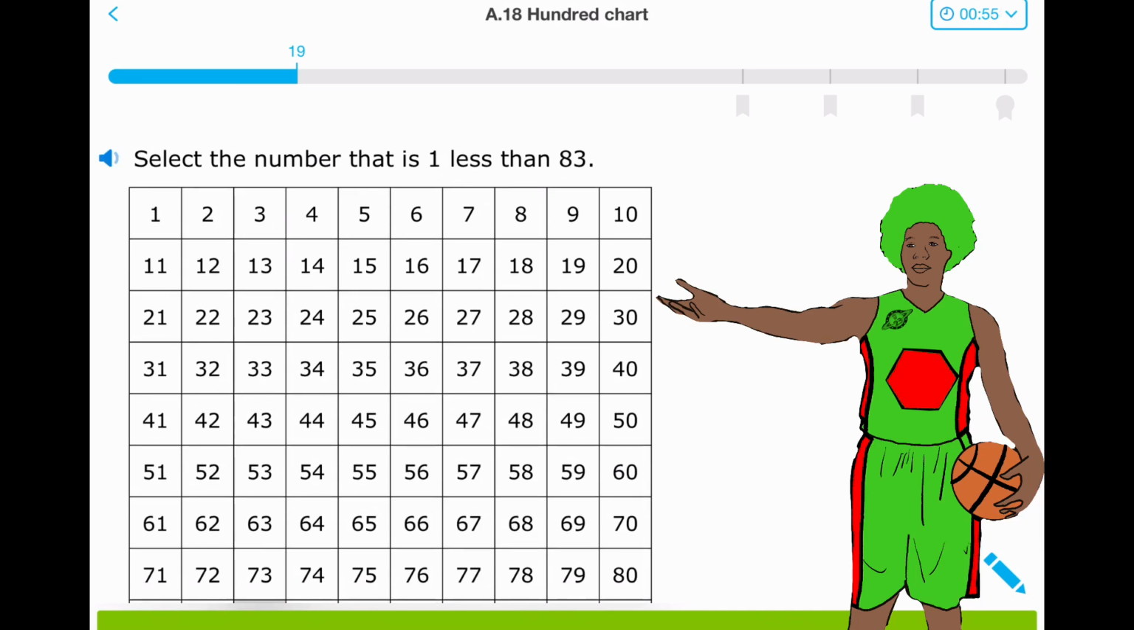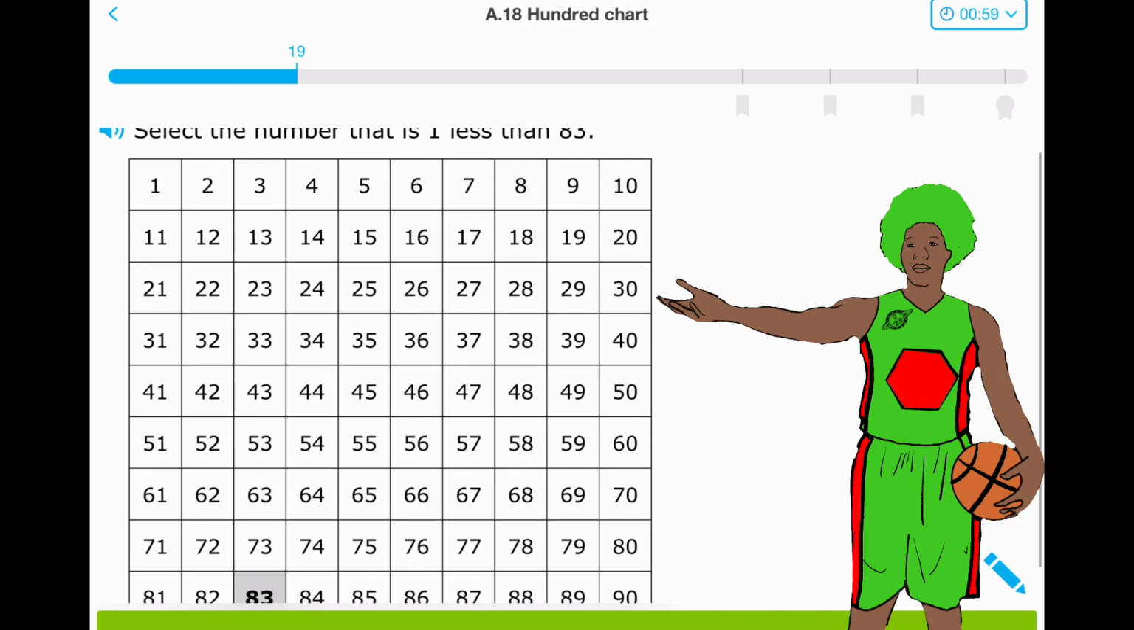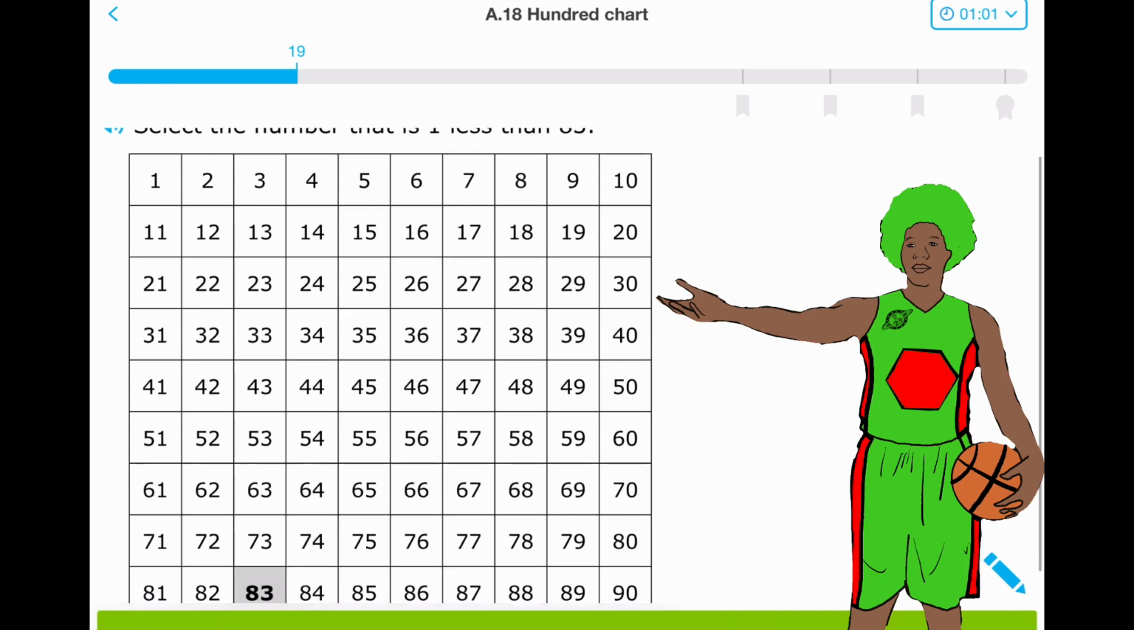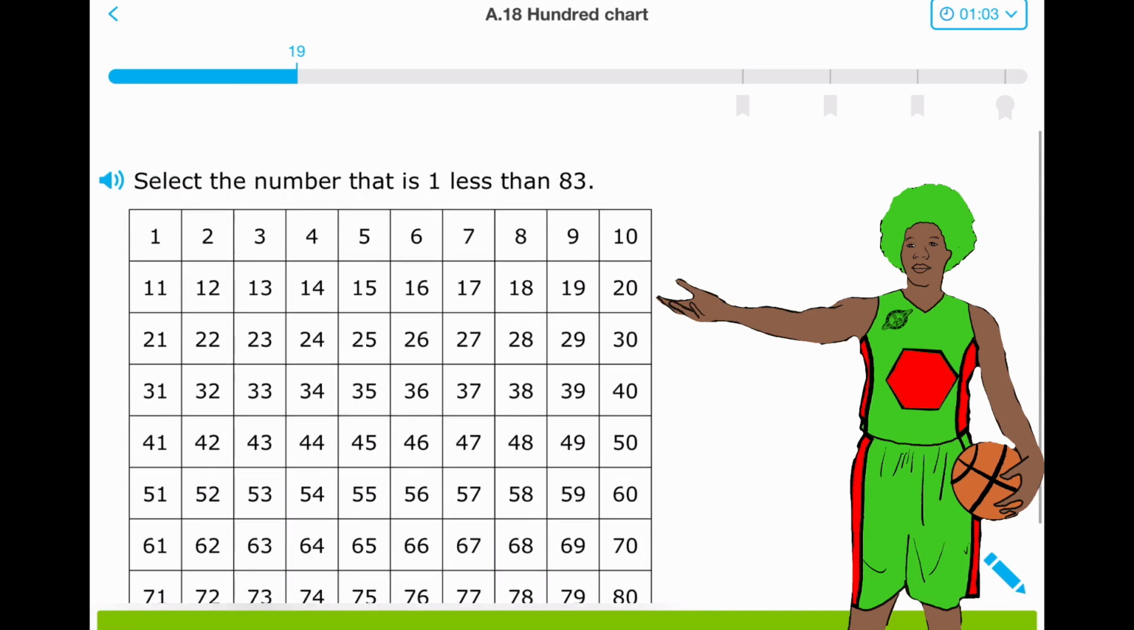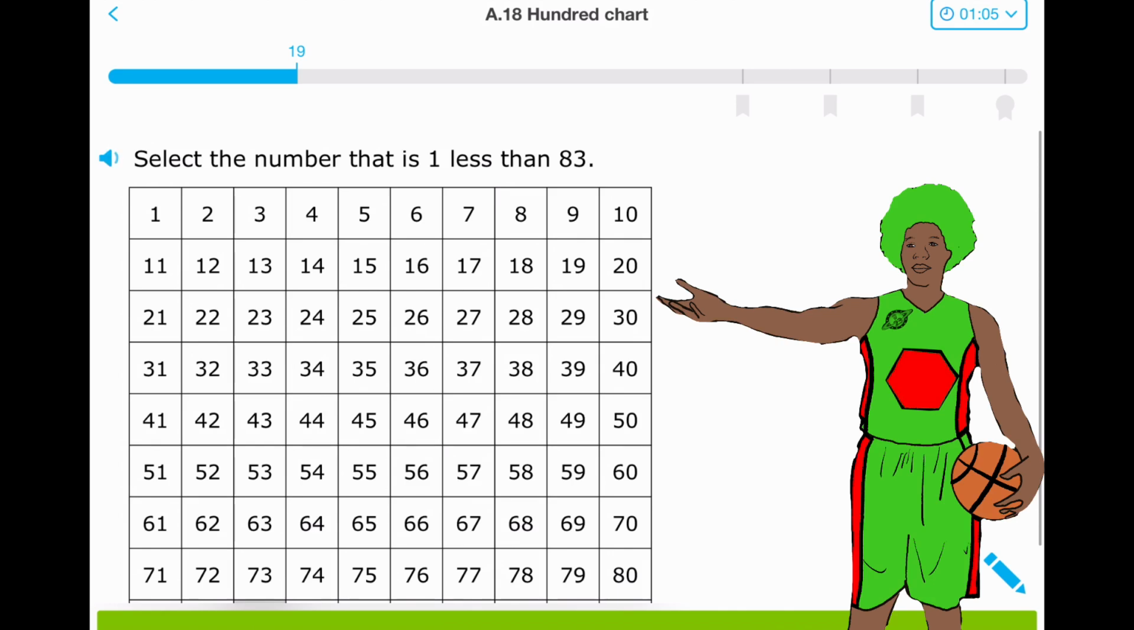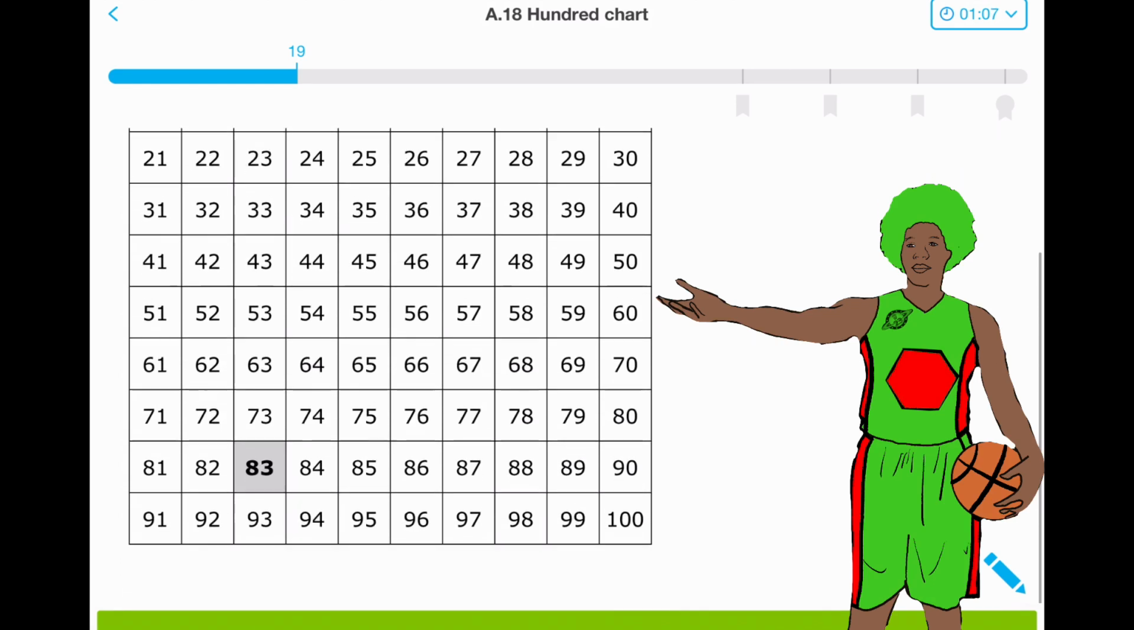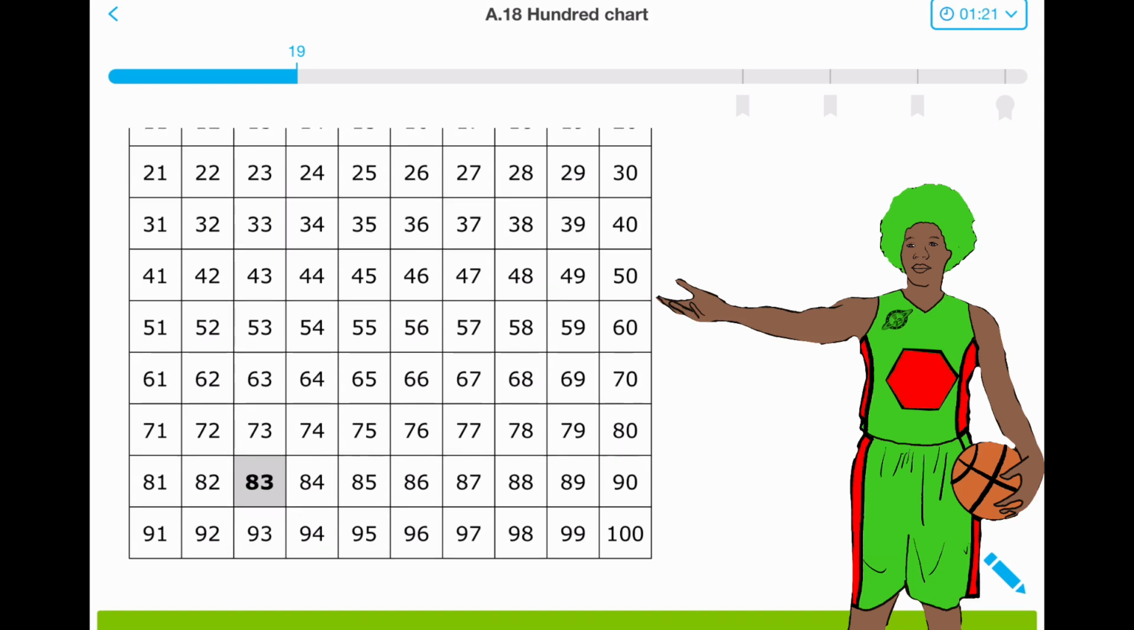Select the number that is 1 less than 83. Okay, so when you guys are looking at this 100 chart, don't look at all the numbers at once because it can be really confusing. We need to just look for 83. Select the number that is 1 less than 83. And they already shaded 83 in for us. So we need to go to the number that is 1 less. Not one more, 1 less. So that means we need to go back this time. So we need to start at the 83 and then we just go back and hit the 82.